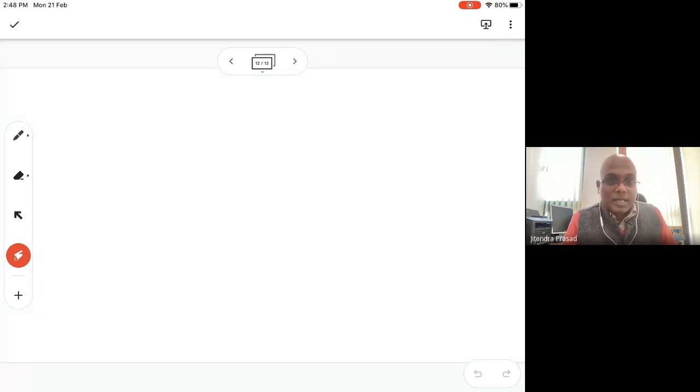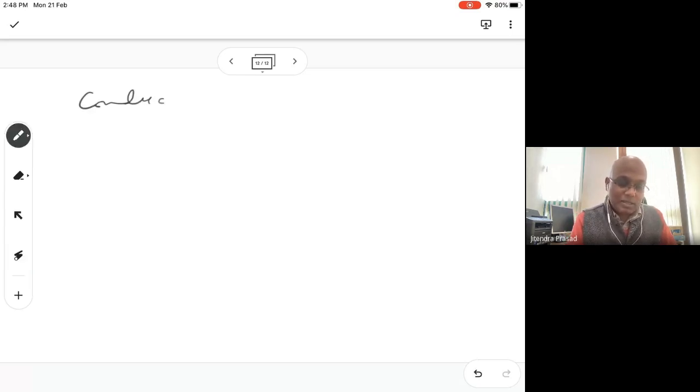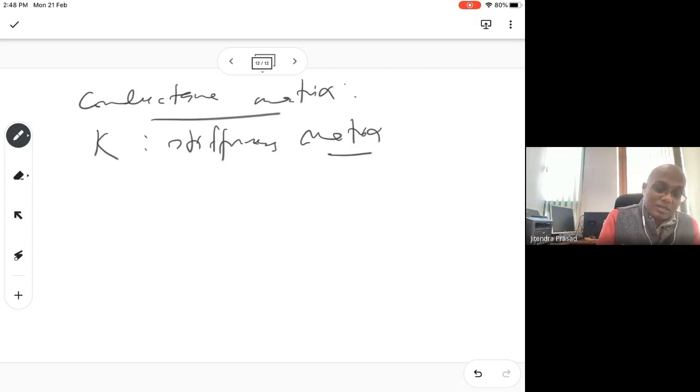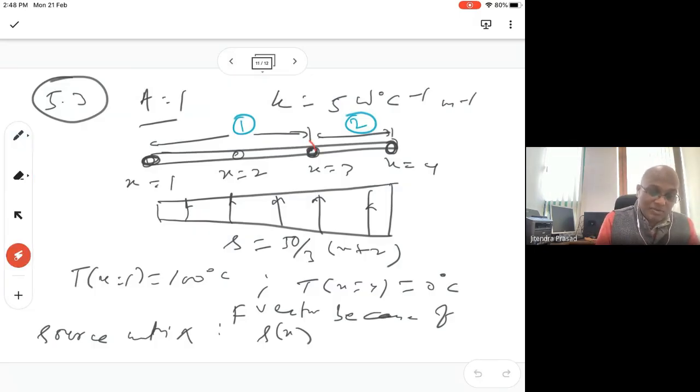Then construct the element conductance matrix. The conductance matrix is nothing but the K, or stiffness matrix. And finally, you have to solve the problem. Now, how to go about it? First, you have to find out the stiffness matrix.